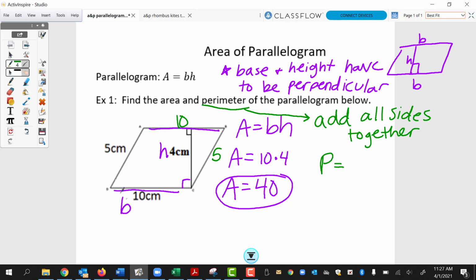So for my perimeter, I'm adding the numbers on the outside. I am not doing anything with 4 for the perimeter. Like, I don't need the height for perimeter. So I'm doing 10 plus 5 plus 10 plus 5. So you would type all of that in Desmos at the same time. 10 plus 5 plus 10 plus 5. Okay, now when you type that in, you end up getting 30. Okay. So area, we're using the formulas. Perimeter, you're adding the sides together. Easy.